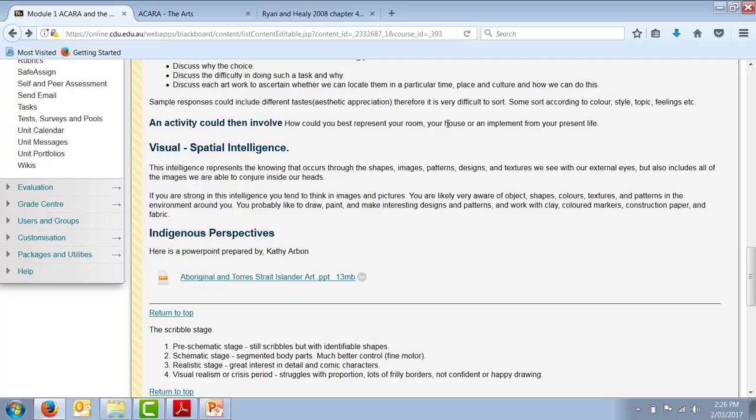You are likely very aware of objects, shapes, colours, textures and patterns in the environment around you. You probably like to draw, paint and make interesting designs and patterns, and work with clay, coloured markers, construction paper and fabric, but not exclusive to those.